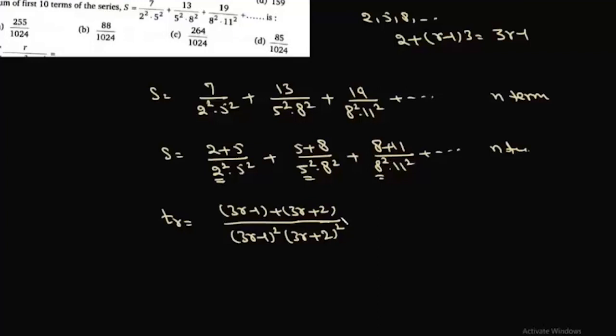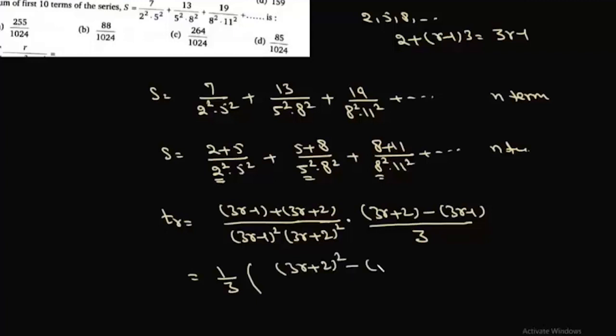Now since we have to solve this question, we need to use the method of difference and we have to introduce a minus sign. So we'll multiply and divide it with 3r plus 2 minus 3r minus 1, which essentially is 3. So we'll multiply and divide it with 3. Now this is a plus b into a minus b. So we can write 1 by 3 into 3r plus 2 whole square minus 3r minus 1 whole square upon 3r minus 1 whole square into 3r plus 2 whole square.